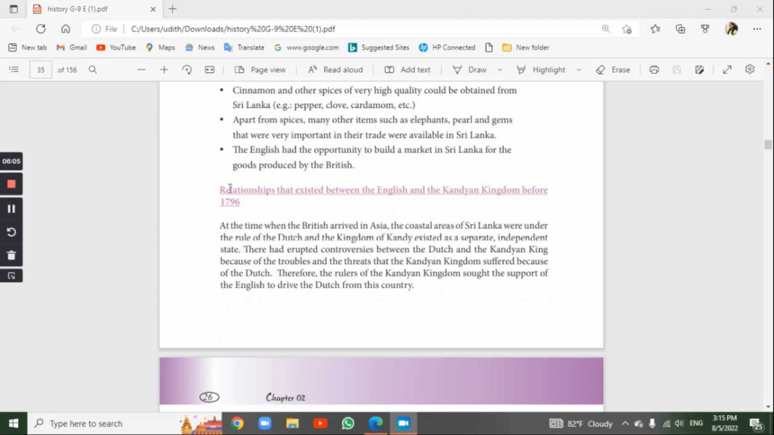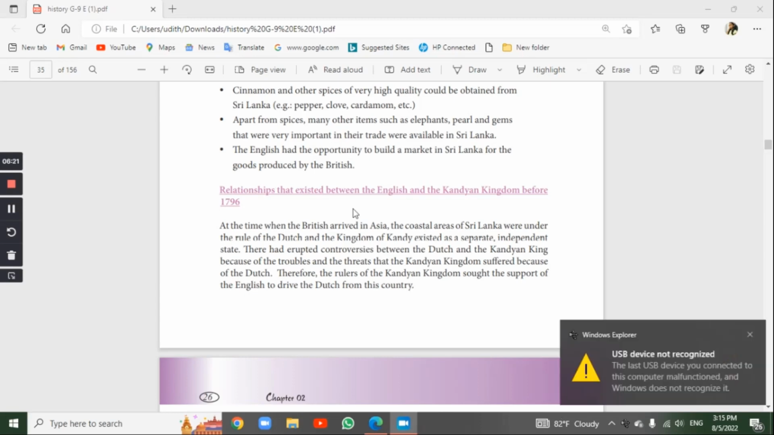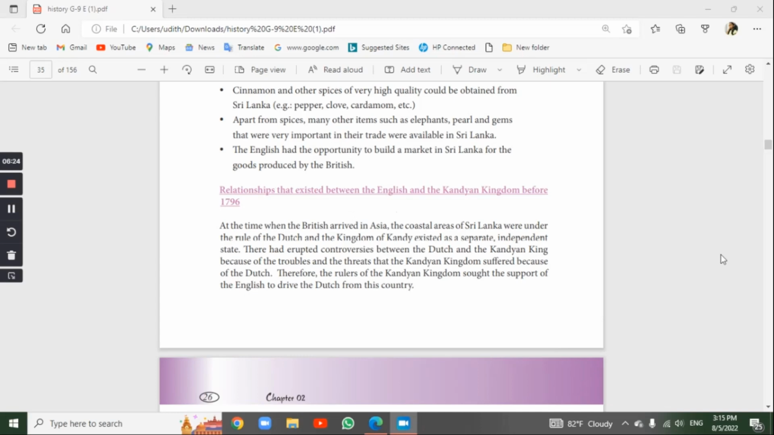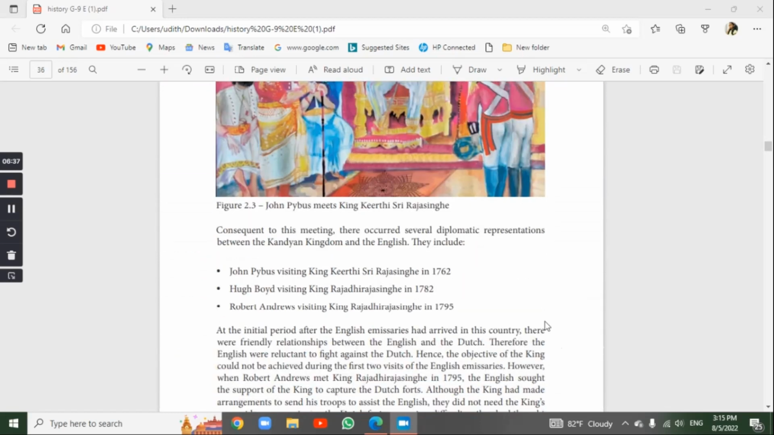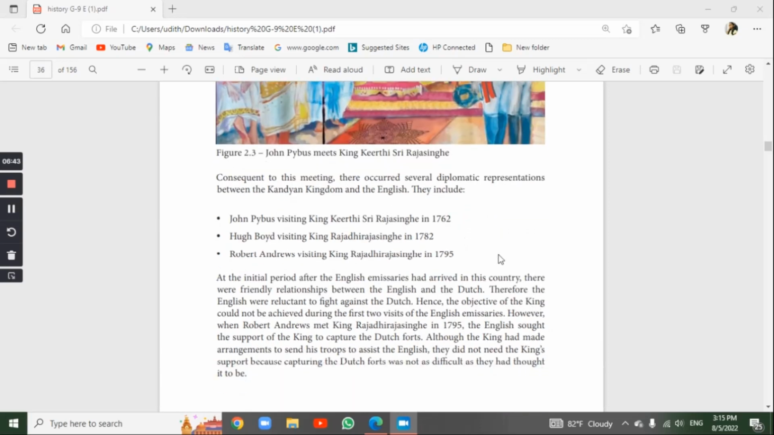Then let's talk about the relationship between the English and the Kandyan Kingdom before 1796. When the British arrived in Asia, the coastal areas of Sri Lanka were under Dutch rule, and there had been a lot of controversy and fights between the Dutch and the Kandyan Kingdom. We learned all of that in the first chapter. To drive the Dutch away from this country, the Kandyan rulers took support from the English. As help, there were several diplomatic relationships with the Kandyan Kingdom.